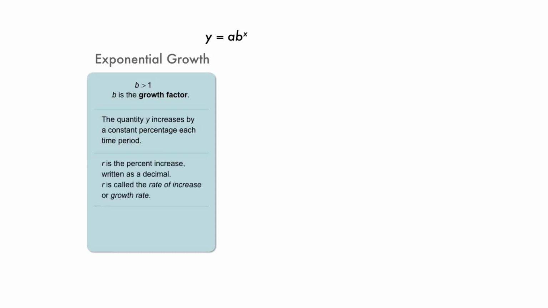R is the percent increase, written as a decimal. R is called the rate of increase, or growth rate. b equals 1 plus r.